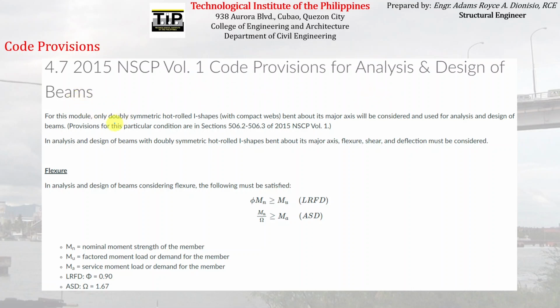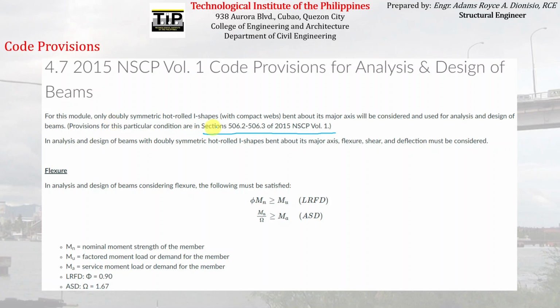Okay, so may just remind everyone that for this module, only doubly symmetric hot rolled I shapes with compact webs bent about its major axis will be considered and used for analysis and design of beams. So for this particular type of hot rolled I shapes, the provisions that are applicable are coming from sections 506.2 to 506.3 of NSCP 2015 Volume 1. Okay, so for this particular module lang guys, for discussion's sake, we just limited our discussion to doubly symmetric.